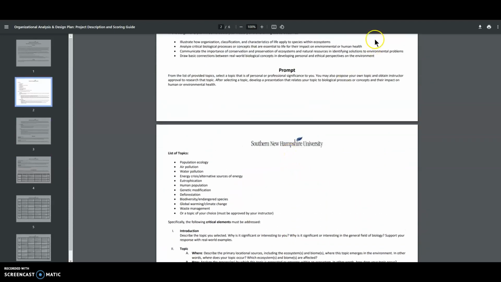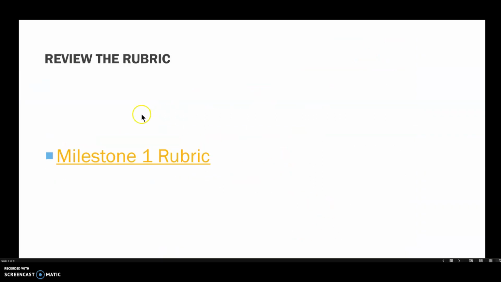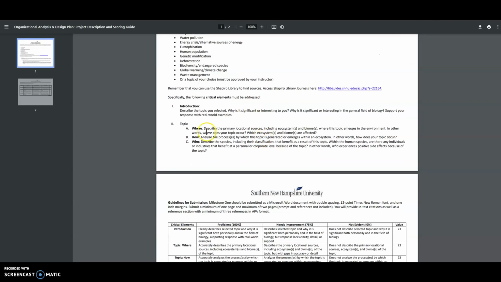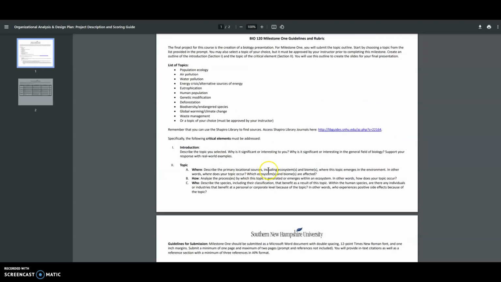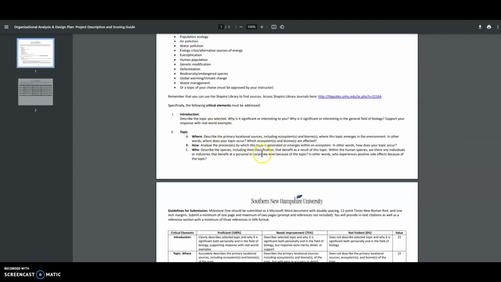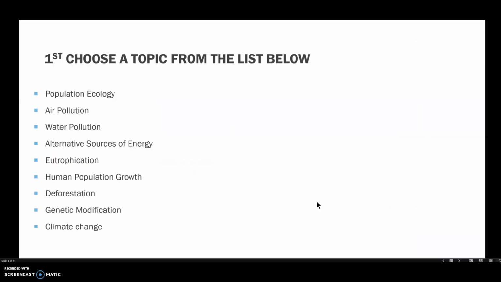All right. So after you read through the rubric, you can go to your milestone 1 rubric. Because you're just doing milestone 1, it's shorter, since you're not doing the final project, right? So here's your list of topics to choose from. And then you're going to be answering these specific questions. And then the rubric has your checklist to make sure that you have everything that you need. So here is the list.